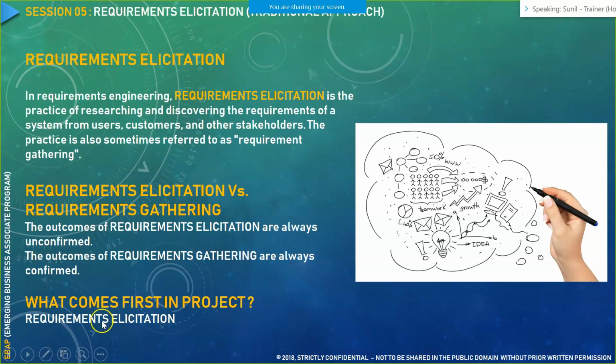In a typical project, your requirement elicitation activities come first, followed by your requirement gathering, always. Whether it's a product development project, whether it's a legacy system, whatever may be the nature of the project, requirement elicitation would always come first, followed by your requirement gathering.